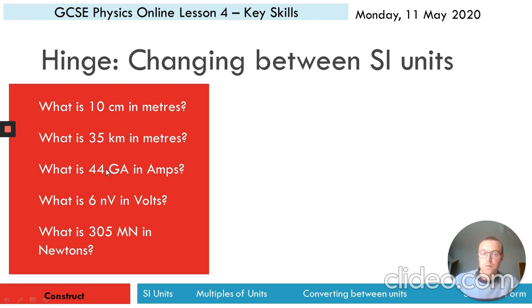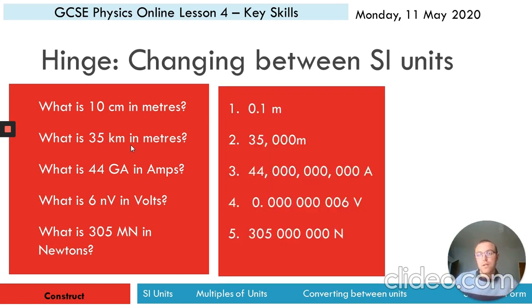Okay, it's a hinge question, so I'm not going to help you anymore. Pause the video now and see how many you can do. Okay, ready? We're going to have the answers. Don't cheat. If you haven't paused it, then pause it now and have a go. Otherwise, here are your answers. 10 centimetres in metres is 0.1 metres. 35 kilometres is 35,000 metres.